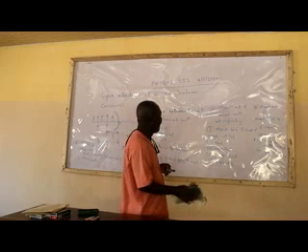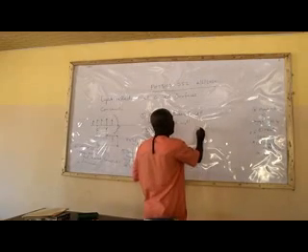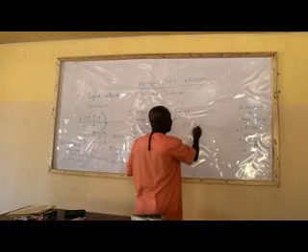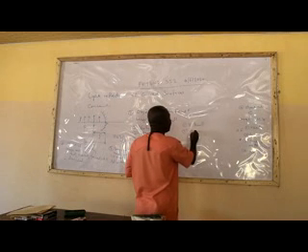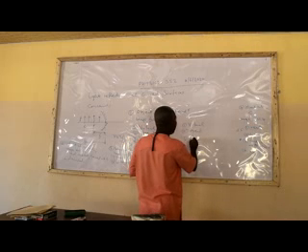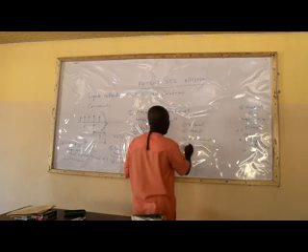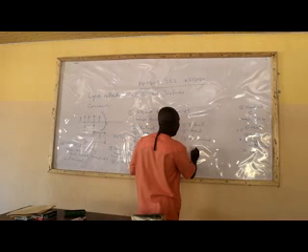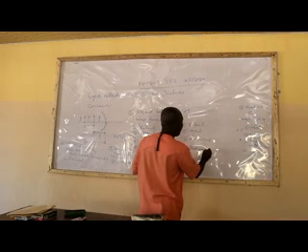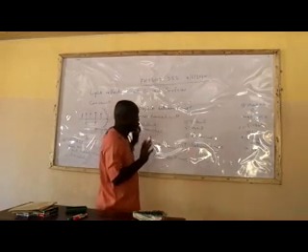An image produced by a convex mirror is one, virtual; two, erect; three, diminished; number four, formed between P and F. So you see, it produces an image of the same properties. Based on this, we use the convex mirror as a driving mirror.